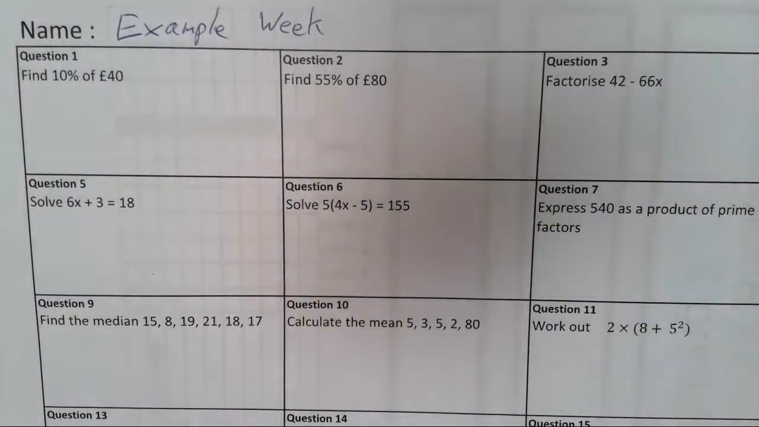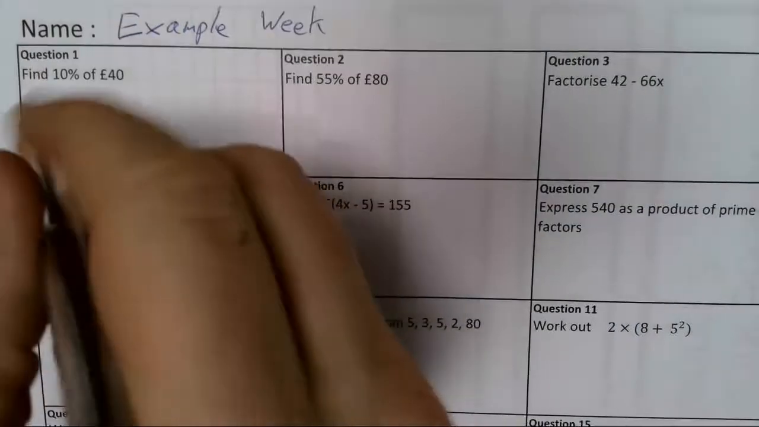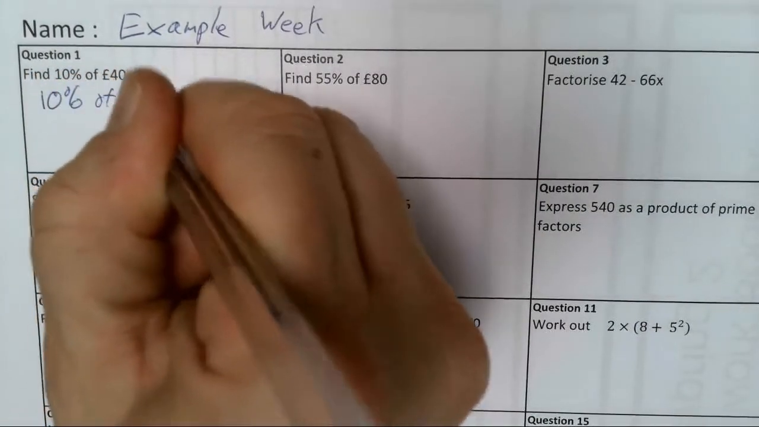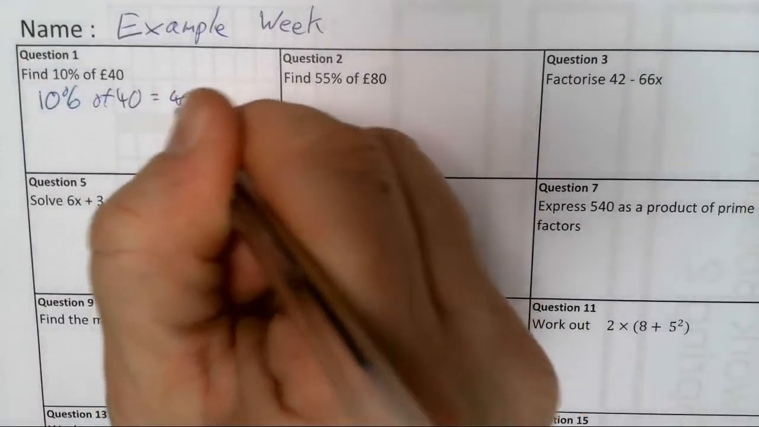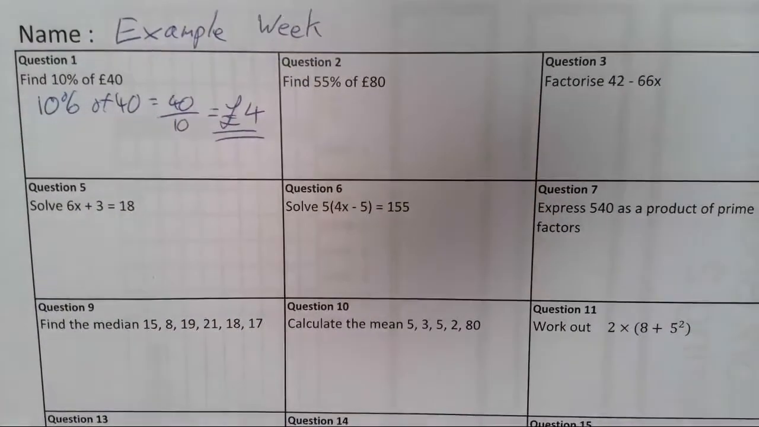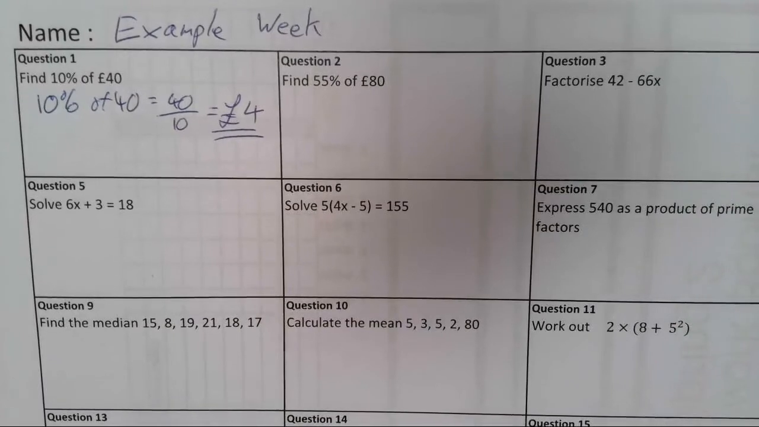So this is an example week to give you an idea for 2 questions for each type of thing that we're doing. Question 1, 10% of 40, nice and straightforward. 10% of 40 is equal to 40 divided by 10, which is just £4. That's the sort of working out I'd like to see.